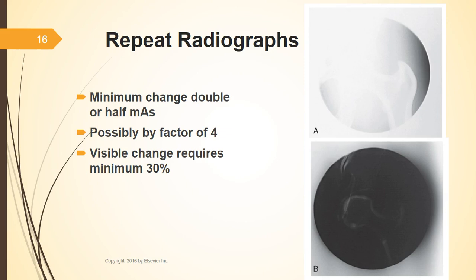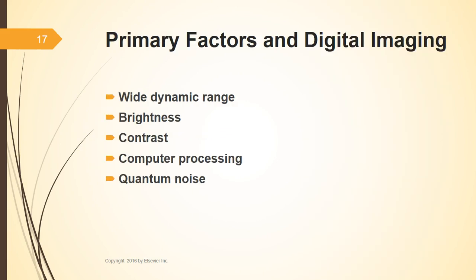But that would be a film, because if you did this with digital, because of that wide dynamic range, the image brightness does not solely depend on mass or KVP. Image contrast does not solely depend on KVP. But you must understand how they affect the image and not rely on the computer system to correct your mistake.